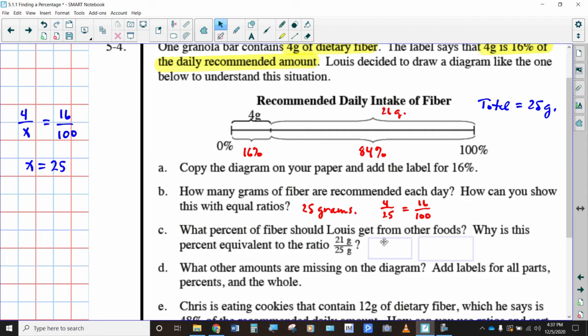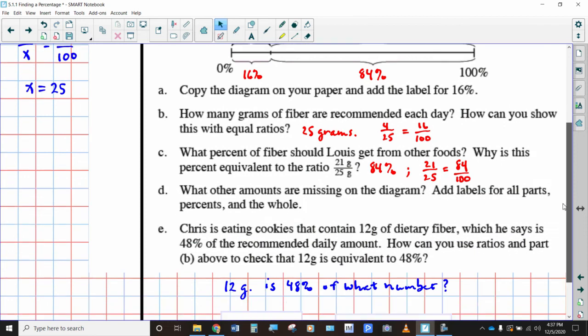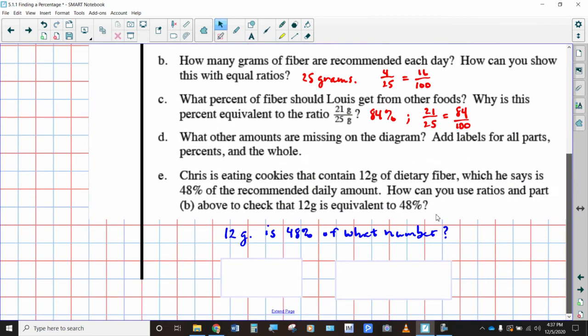So why is this percent equivalent to 21 over 25? That's because 21 over 25 is equal to 84 over 100, right? Multiply 25 times 4 to give you 100, so 4 times 21 is 84, so the rest of it has to be 84%. What other amounts are missing? Well, there they are. The 21 grams and the 84% are missing. So now let's take a look at problem E.